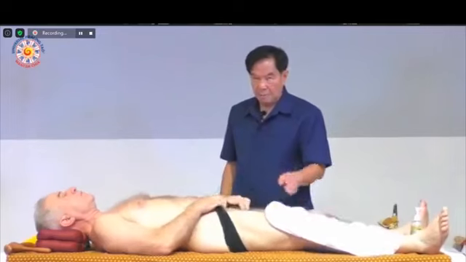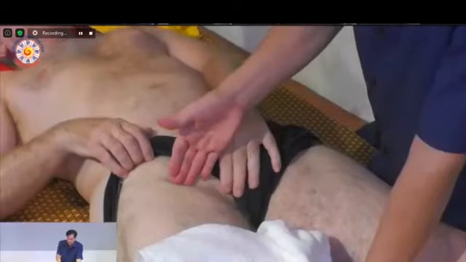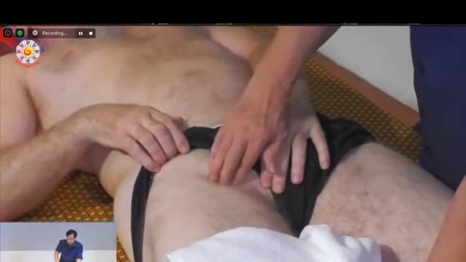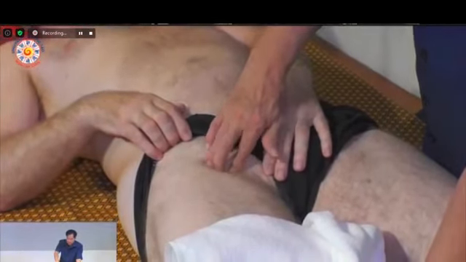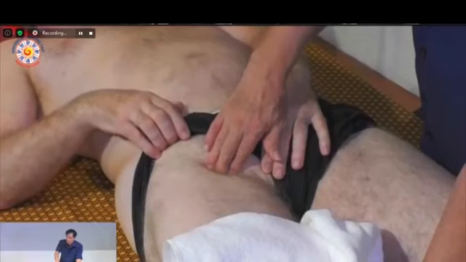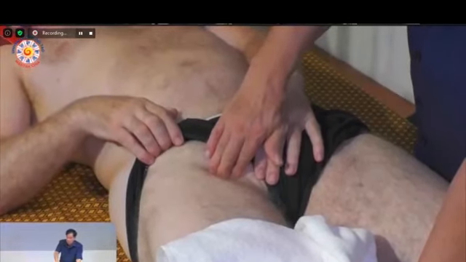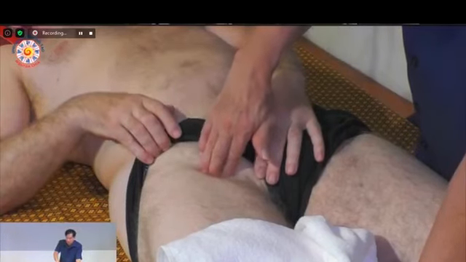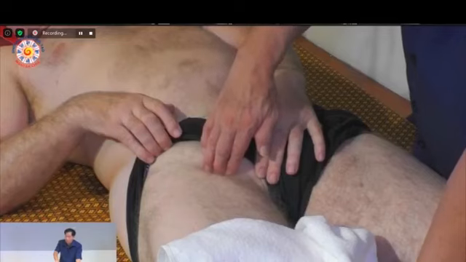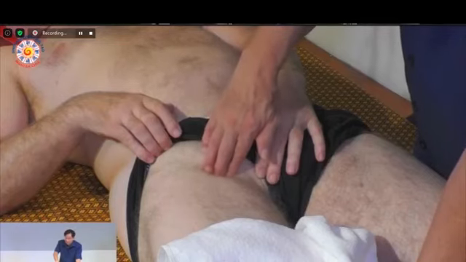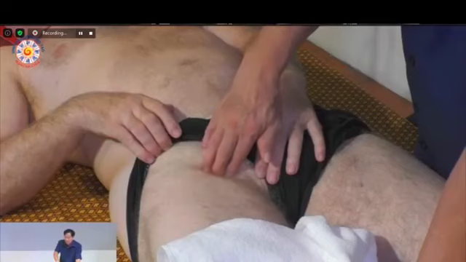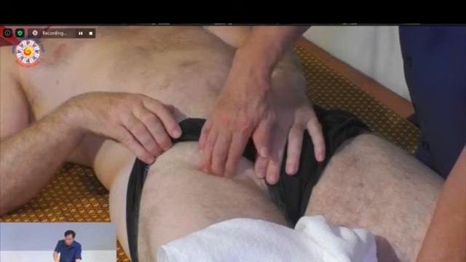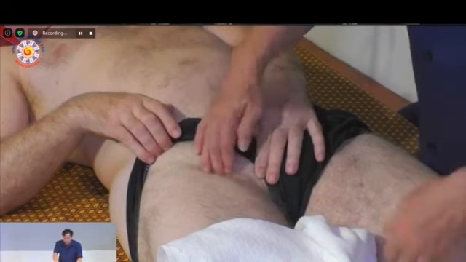Now the same theory, you find the pulse. So the pulse is right here. So you just have to remember from the outside to inside. The artery comes in first when it's pulsing, the femoral pulse, and from there you go inward. That is the vein.